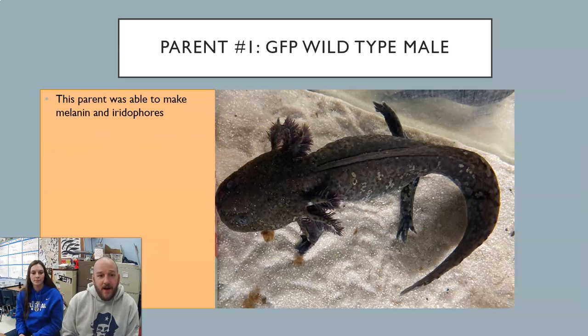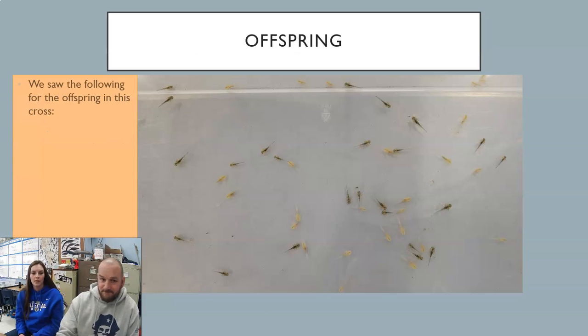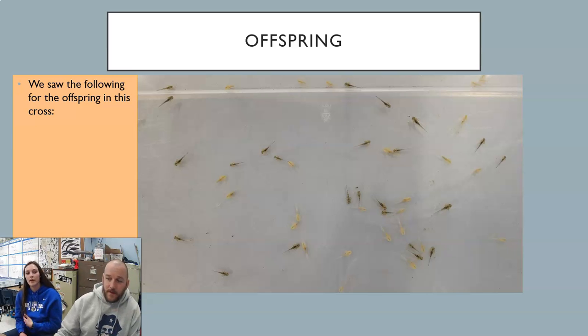The other parent, the female, was able to make melanin and iridophores. It was a wild type. You can see the gold flecking on it as well as the melanin obviously there. But this parent can't make GFP, so therefore doesn't have that characteristic. So with both of those being our parents, we saw a couple different things for our offspring.